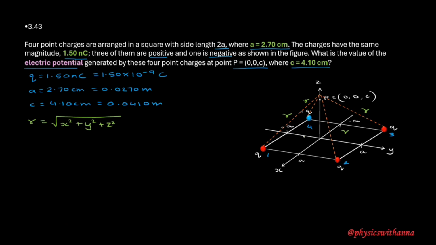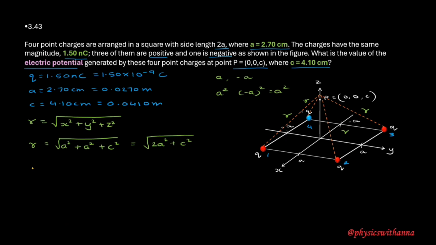Now, as you can see from the figure, the origin is at the center of the square with side 2a, and the x and y component of each charge is either a or negative a. And when you take the square of them, they both become a squared, and negative a squared is also a squared. So here the x and y components will give a squared plus a squared. So we get r equals square root of a squared plus a squared, and their distance along the z-axis is c, so plus c squared. That gives me the value of r as square root of 2a squared plus c squared.